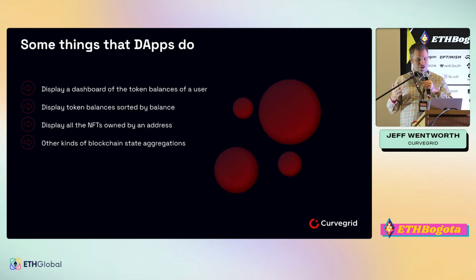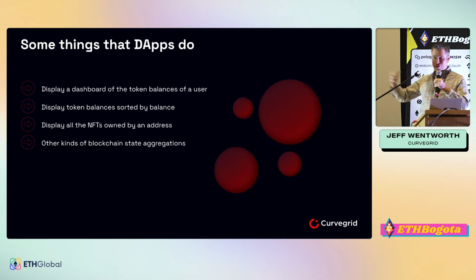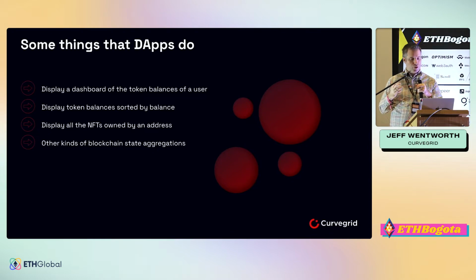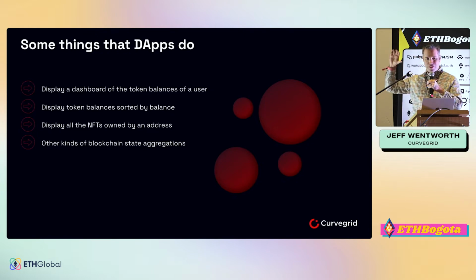You would compose these interactions together to build dApps that would do any number of things. Here's a few examples of things that dApps typically do. Display a dashboard of token balances of a particular user. Display those token balances sorted by balance, so taking all of the token balances, whether it's 10 or 100 or a million, and sorting them by balance. Displaying all the NFTs that are owned by an address, and other kinds of blockchain state aggregations, right? So the first 3 of these really fall into the category of I'm reading some data from the blockchain, I'm processing it, and I'm doing something with it. I'm displaying it to the user or using it to make decisions, etc.